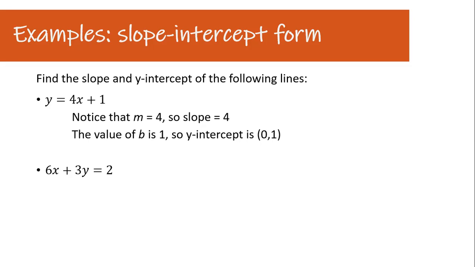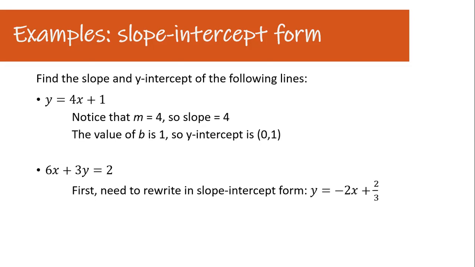Now the next example, we have 6x plus 3y equals 2. To quickly tell the slope and y-intercept of this, we first need to use a little bit of algebra to put it into slope-intercept form. Solving for y is all we need to do to put it in slope-intercept form. That's all you're doing when you're asked to transfer this to slope-intercept. Just solve for y. When we do that, we get y equals negative 2x plus 2/3. Take a minute on your own and make sure you can solve that and make it look the same. It's good algebra practice.